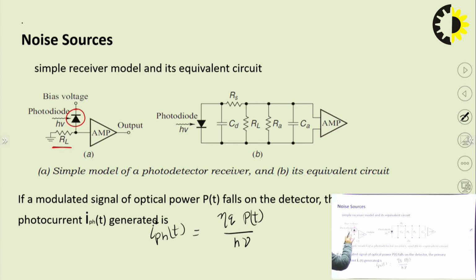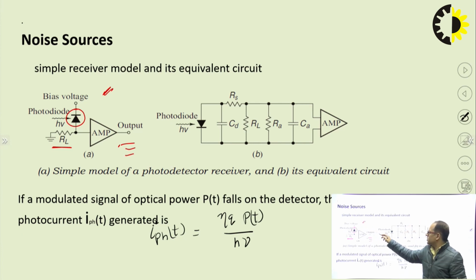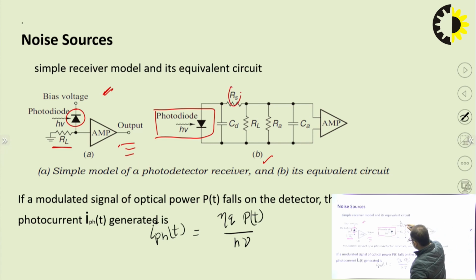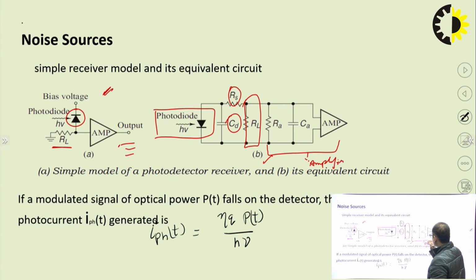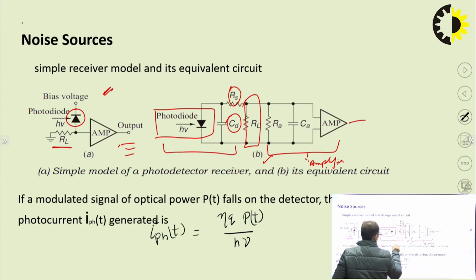So for the equivalent circuit, I have already told you, this is a biasing circuit, this is a photodiode, and this is the amplifier. They all three are parallel to each other. So I can say the equivalent circuit of this simplified receiver is shown in this figure. This is a photodiode. This resistor and capacitor are related to the photodiode's internal resistance and internal capacitance. This RL is the bias resistor which is parallel to the photodiode, and this one is the amplifier, which shows the input resistance and the input capacitance of the amplifier. Clear? And this one shows the equivalent circuit of the photodiode. Clear?